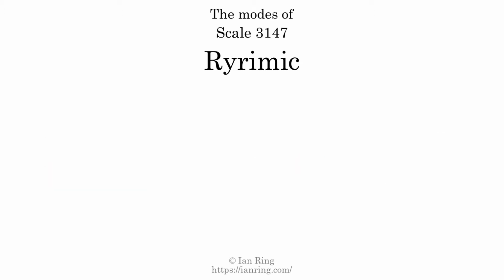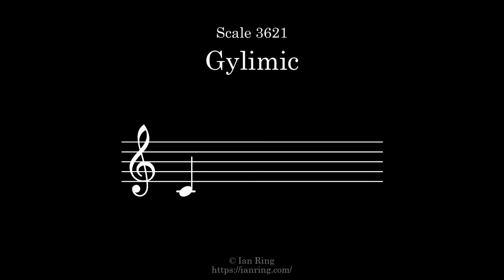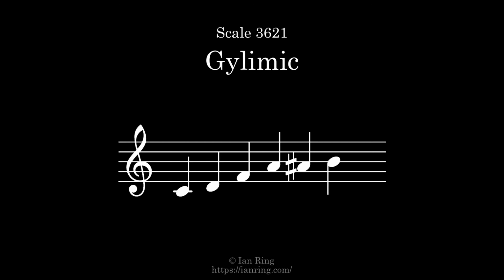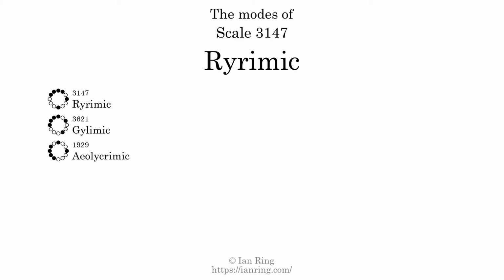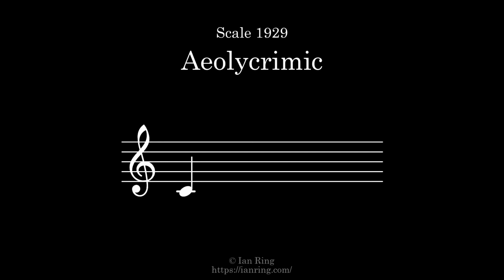This scale has 6 modes. The first mode is itself. The second mode is scale 3621, also known as Ryrimic. It sounds like this. The third mode is scale 1929, also known as Ryrimic. It sounds like this.